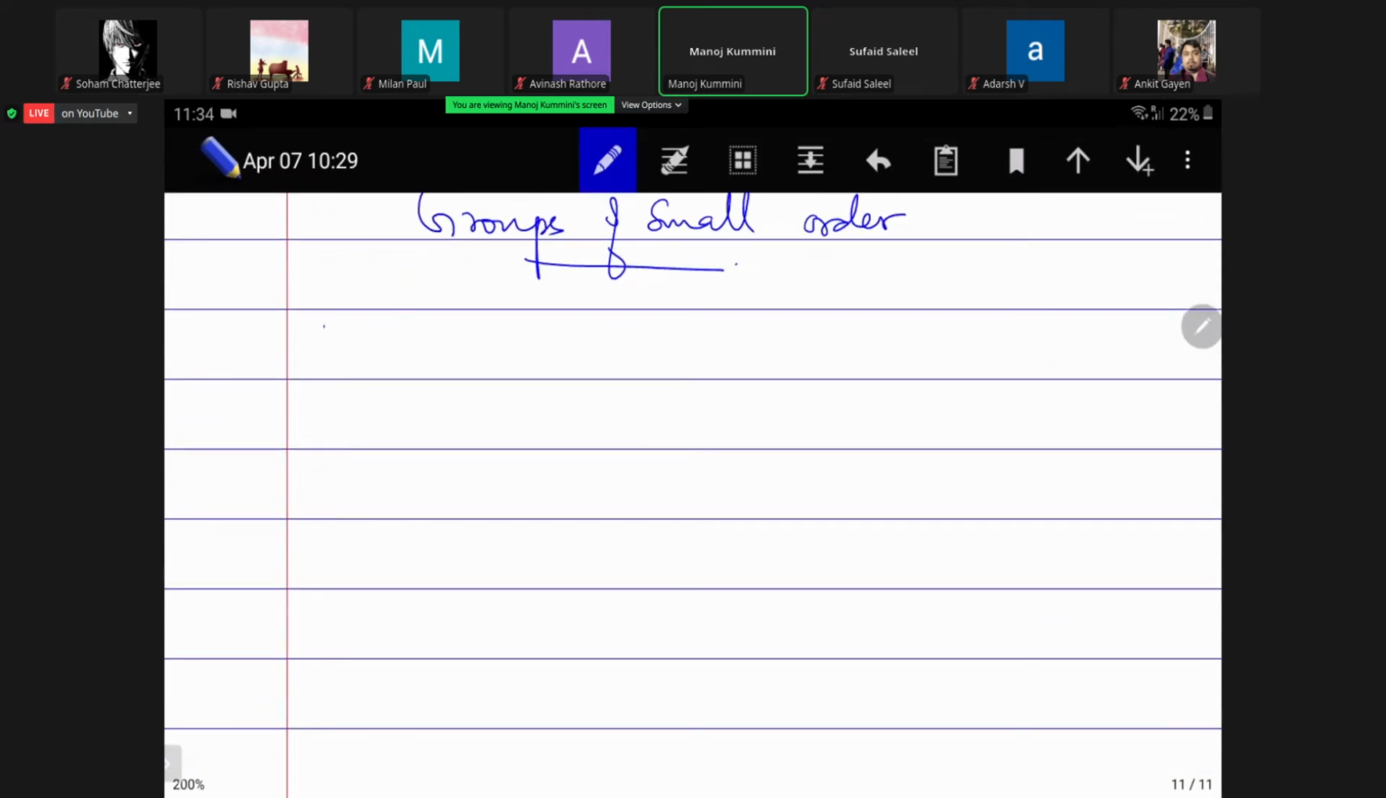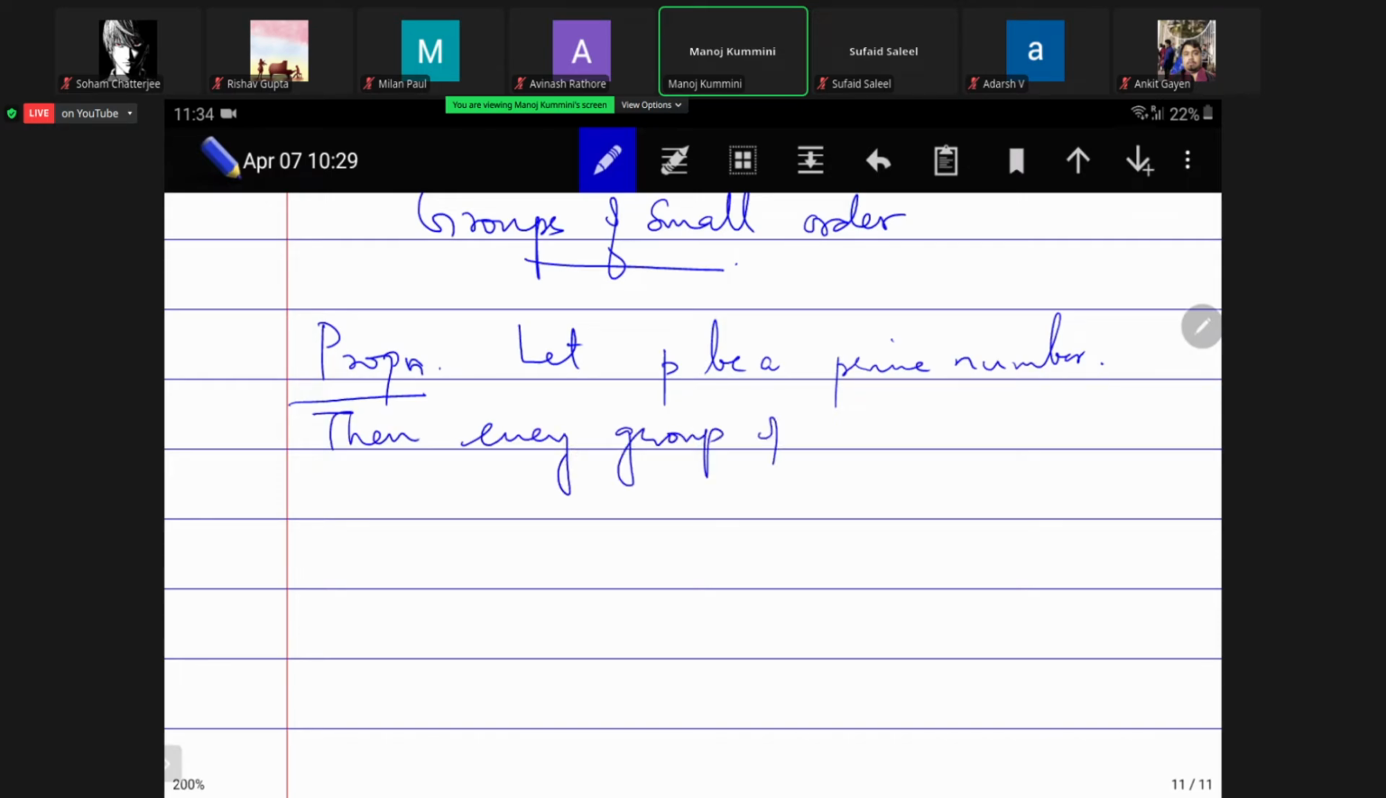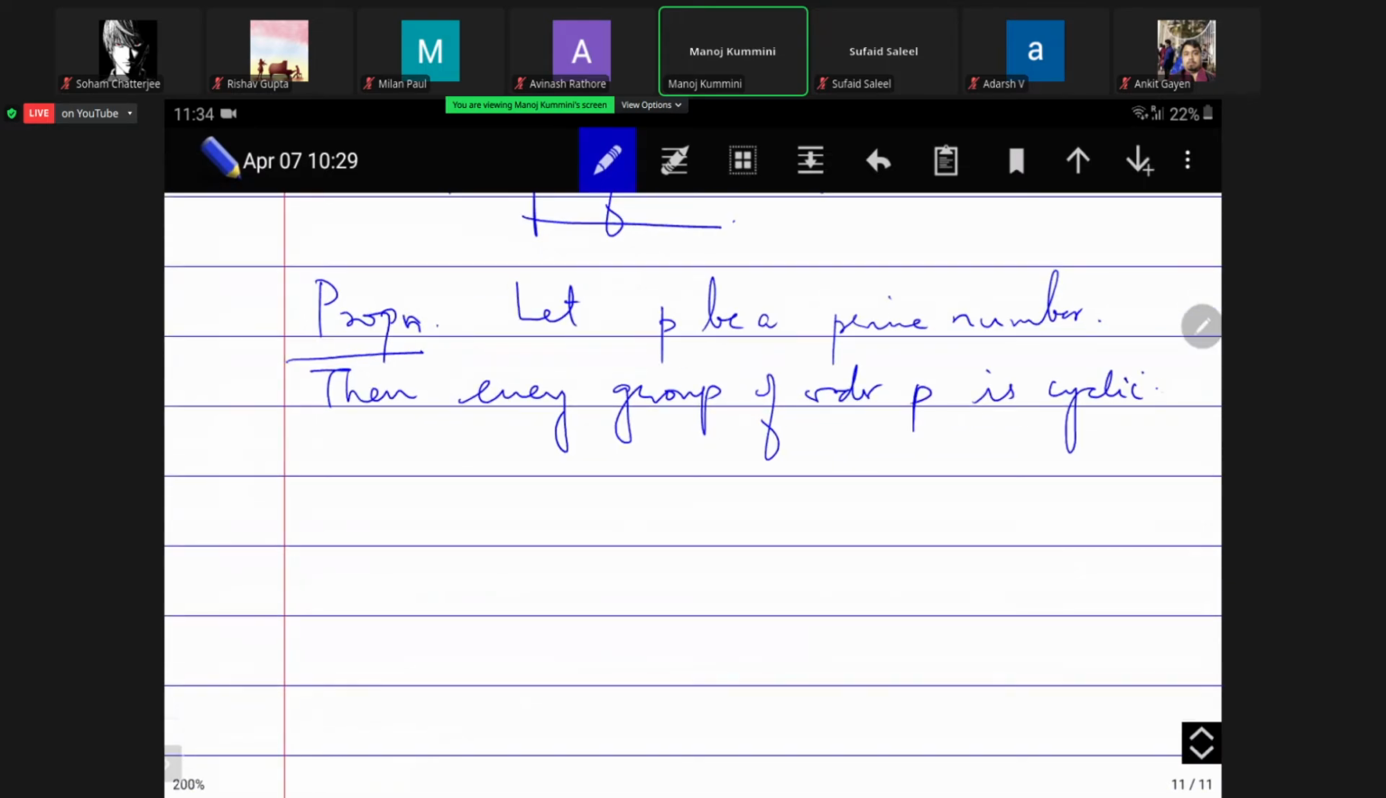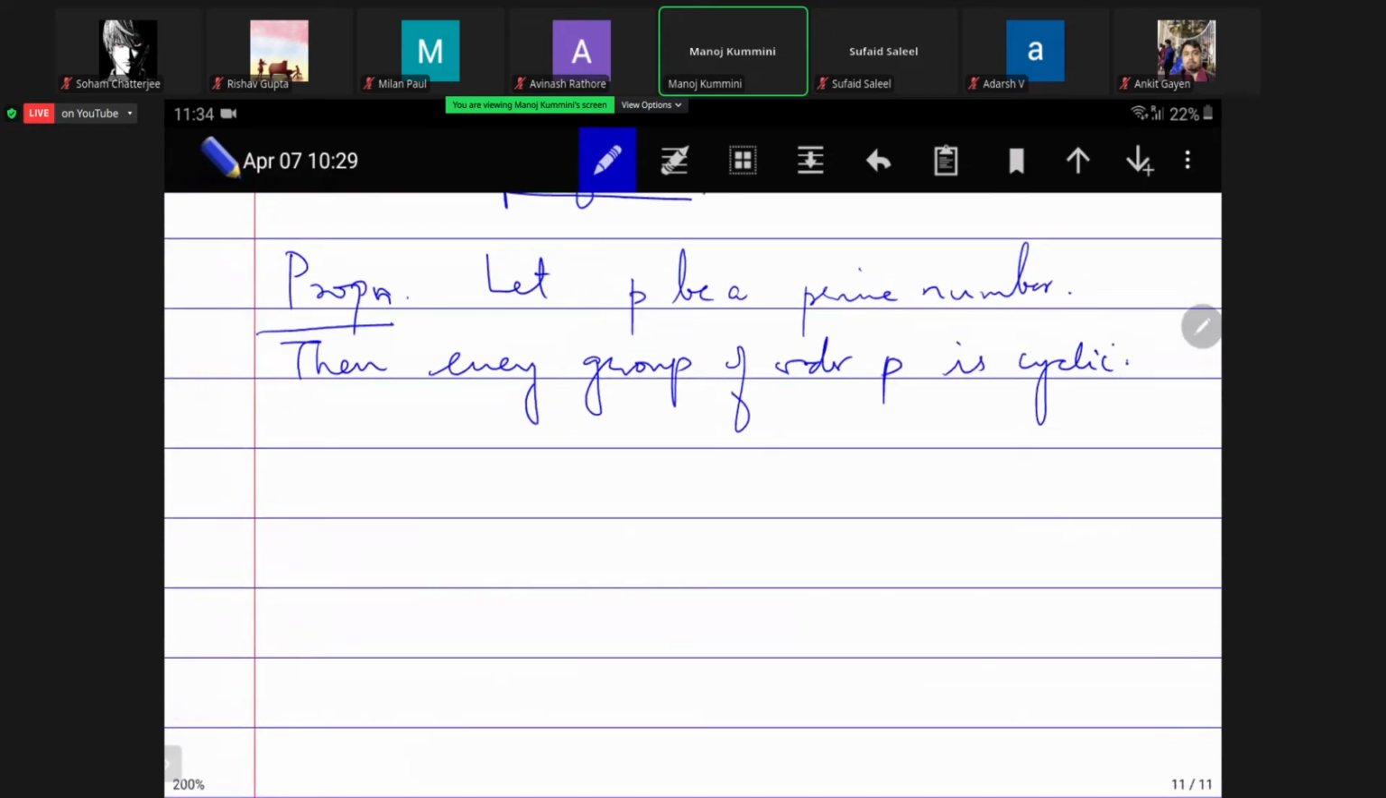Okay, so first a proposition. This has nothing to do with small order. In fact, it is very big order. Let P be a prime number, then every group of order P is cyclic. Some variation of this you would have done in your exercises, but let me anyway just prove this. Okay. So proof.